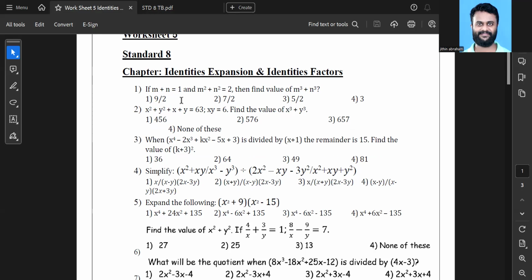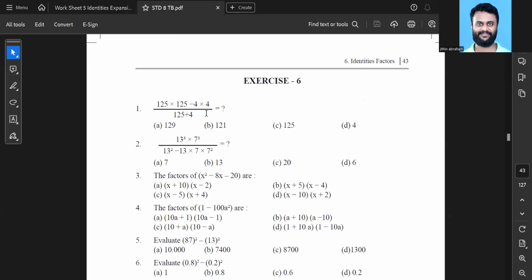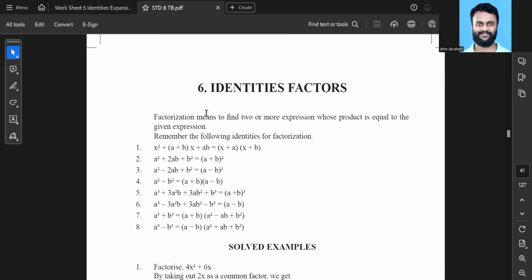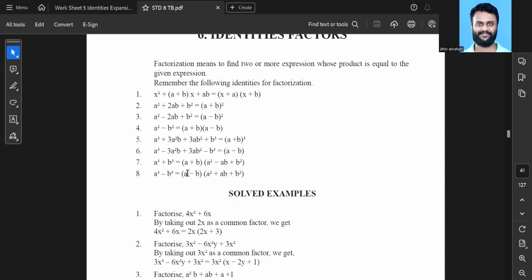Going for the first question: if m plus n is equal to 1 and m square plus n square is equal to 2, then find the value of m cube plus n cube. So you wish to find an identity which relates m cube plus n cube, m square plus n square, m plus n, all these factors. For starters, I'll just show the identities over here. Maybe everyone can think. I see that Siddharth has raised his hand.